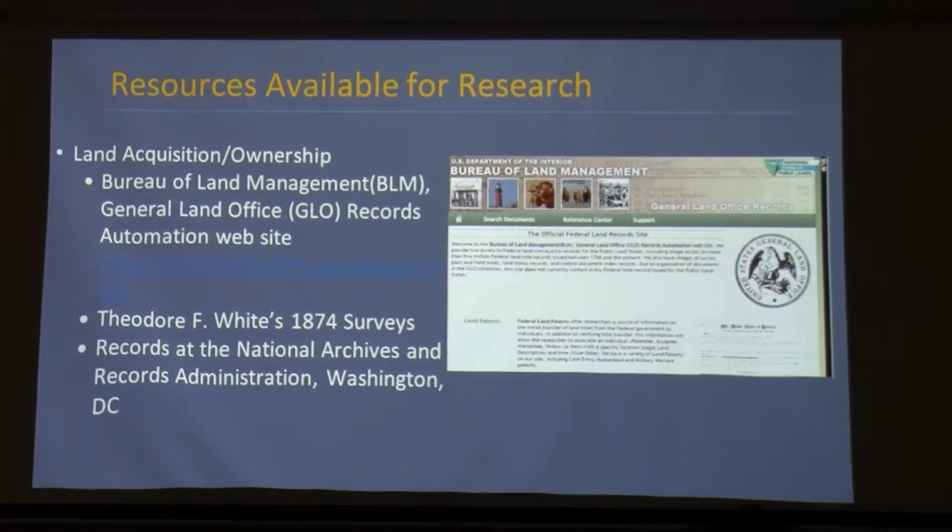Now, what are the resources that we can use to do this type of research? Fortunately, due to the Homestead Act and its successors, there's a great deal of data, and the BLM actually makes a lot of it available to us online through the General Land Office records. It's a website. You can search by name, by state, by location, and included in this database is Theodore White's 1874 surveys, which Robin will talk a little bit more about. Eventually, to really go in depth, you do need to get the records, which are at the National Archives in Washington, D.C.